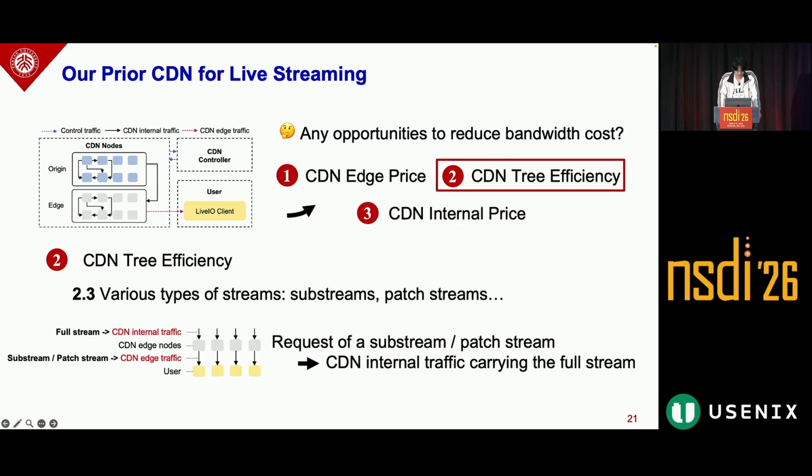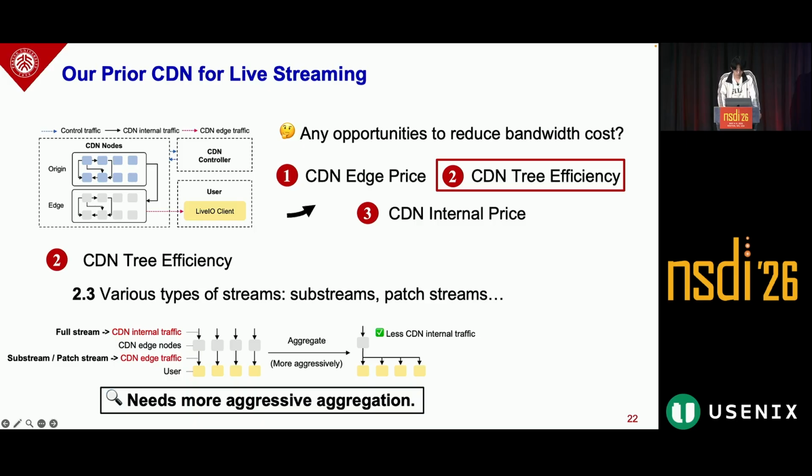Third, live streaming today involves various types of streams, such as full streams, substreams, and patch streams. A substream or patch stream might only request a small fraction of the video data. However, if there's a request for a substream or patch stream at the edge, the node often has to fetch the entire full stream from the origin via internal traffic in the CDN. So this amplifies the inefficiency of CDN internal traffic. So for this kind of streams, we must perform even more aggressive aggregation.